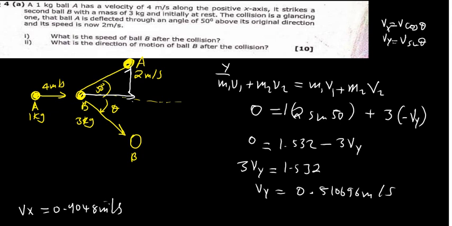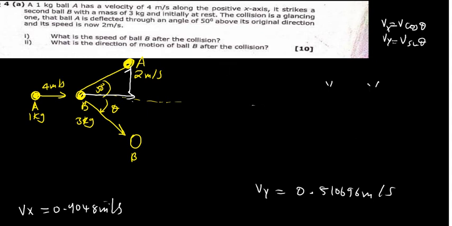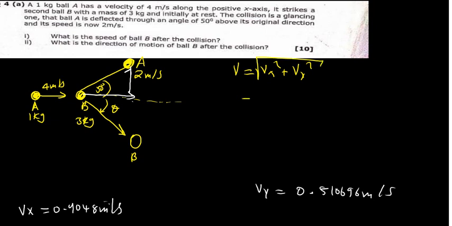Now we need to find the velocity itself. So velocity is equal to the square root of vx squared plus vy squared. So vx, that is 0.9048 squared, plus vy, 0.510696 squared, and then square root.